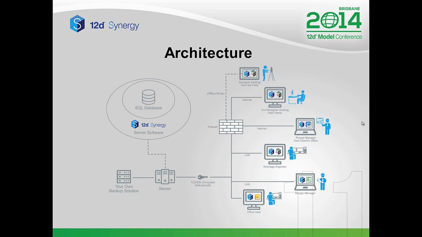So let's talk about the architecture. This is an overview of the architecture of 12D Synergy. On the left-hand side, we have the 12D Synergy software sitting on a server within your office, or it could be a data center. And on the right-hand side, we have all the different types of clients that can connect to it. So this could be a 12D Synergy client program, or Outlook, or Excel, or Word. And these can be people connecting from within your office, such as a drainage engineer or the design manager. Or it could be somebody working over the internet from home if your IT infrastructure allows you to connect from outside.